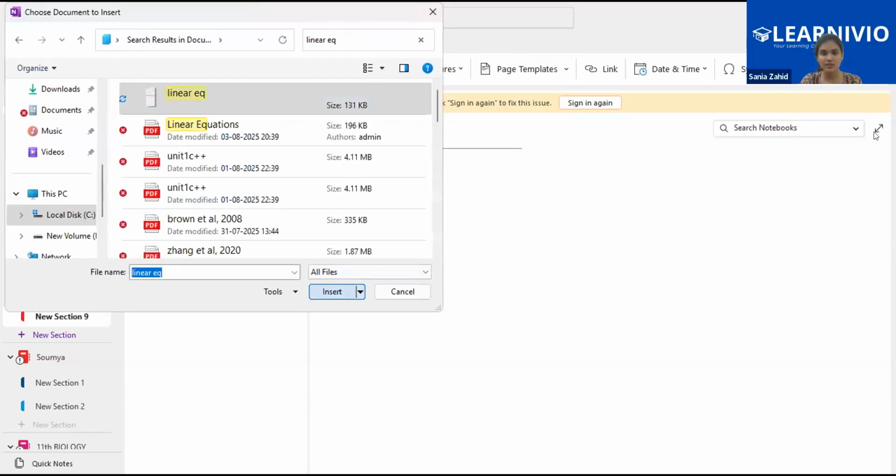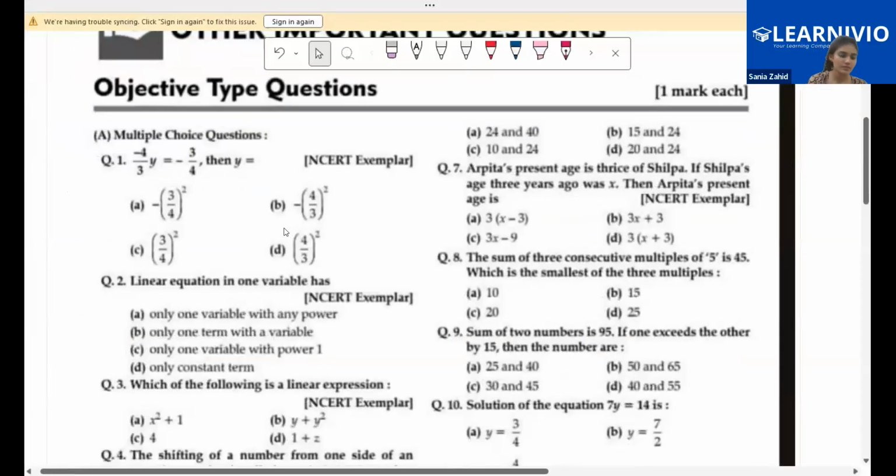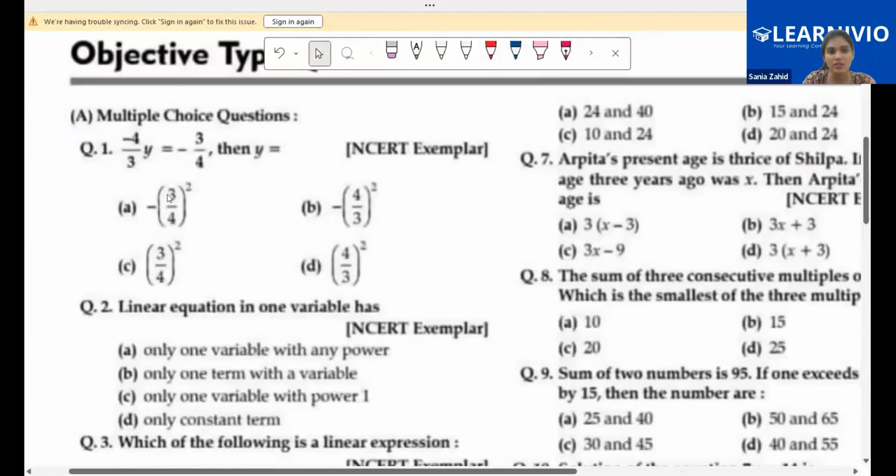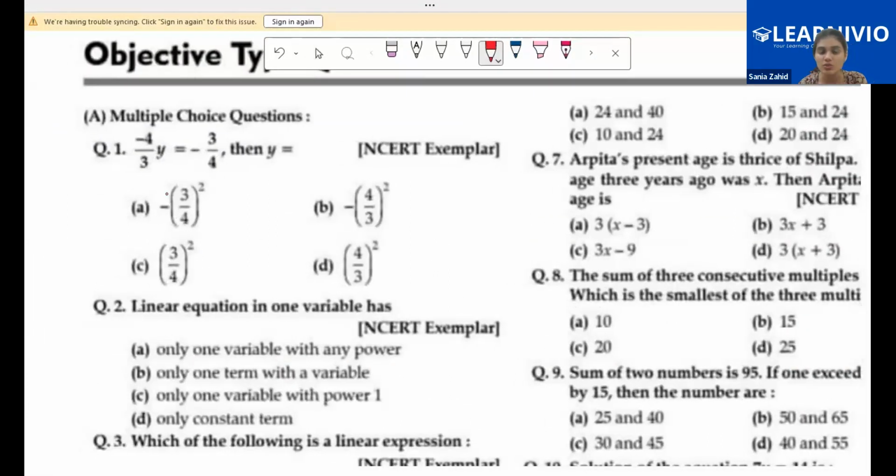Okay. Children, you all see my screen? Yes, ma'am. Okay. So now you will solve this. The first question is, if minus 4 by 3y is equal to minus 3 by 4, then what is the value of y? Okay, so children, it's nothing very different.